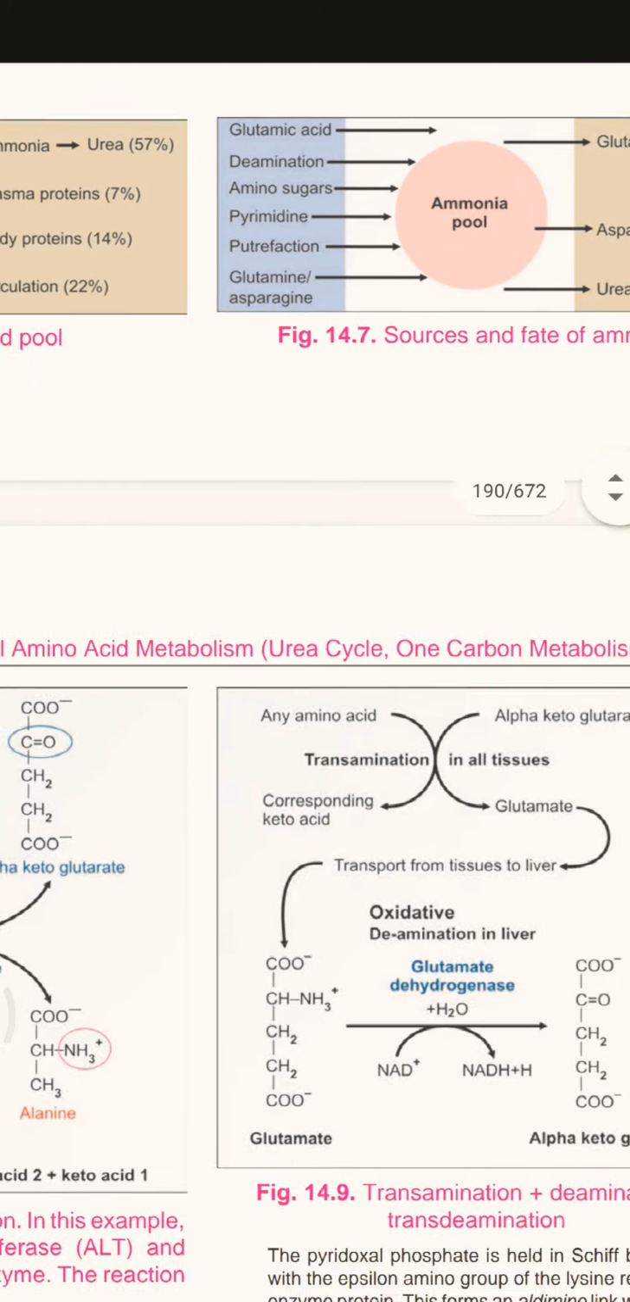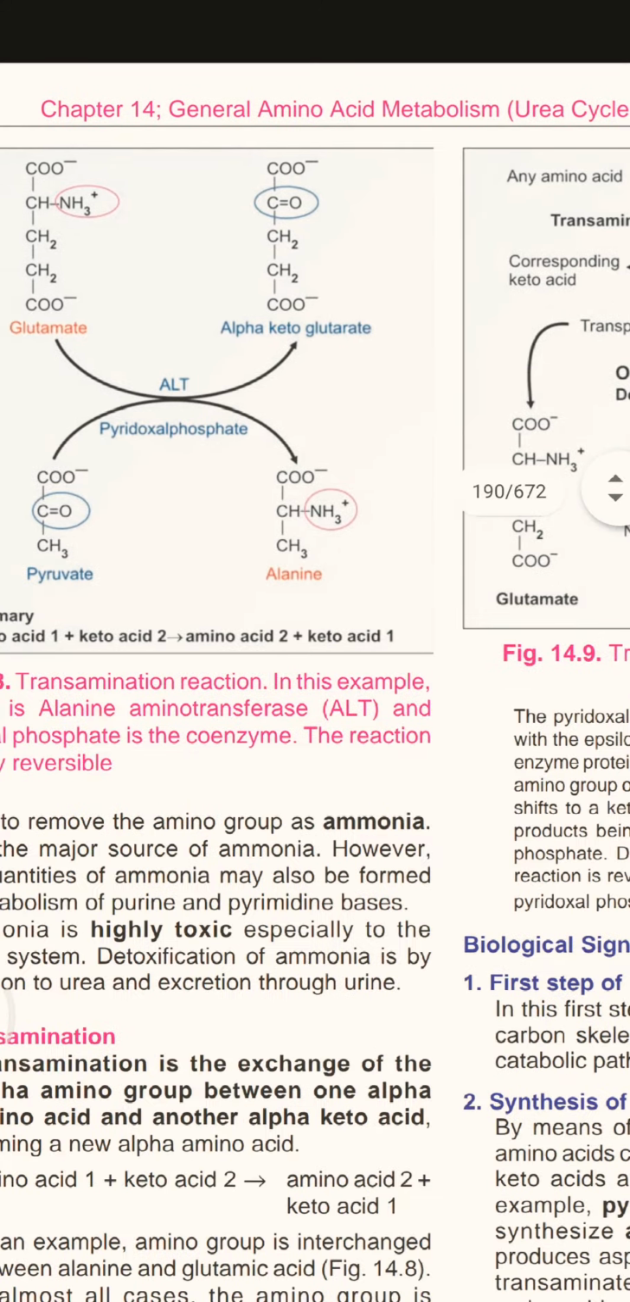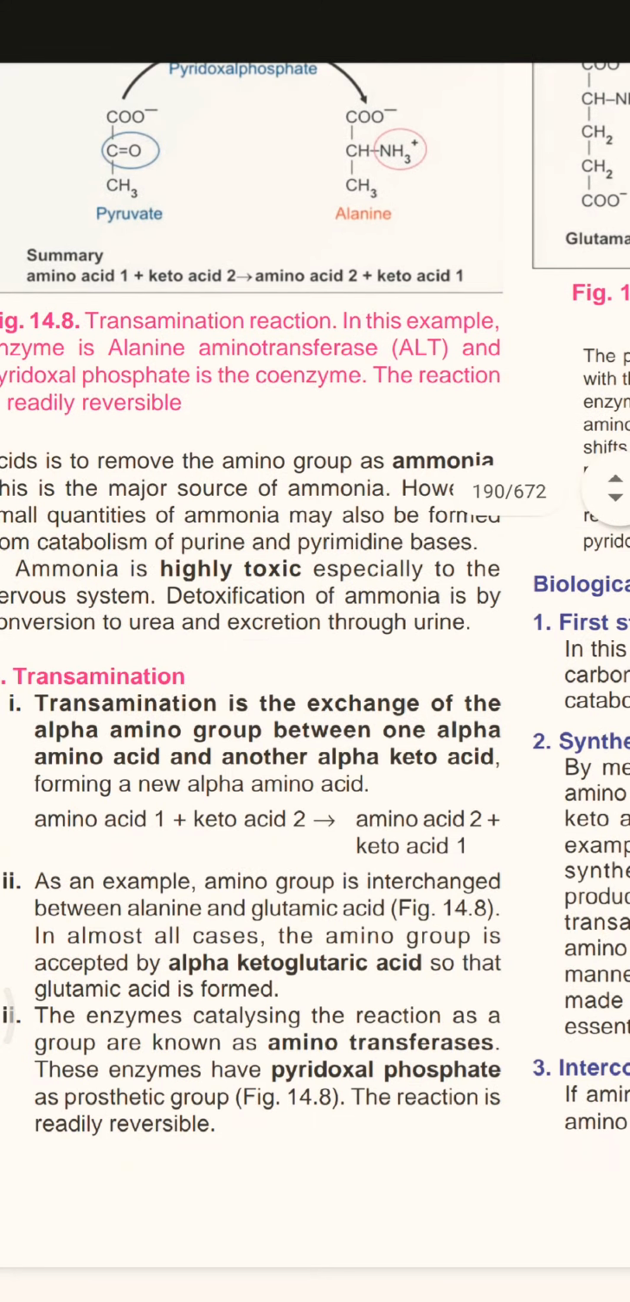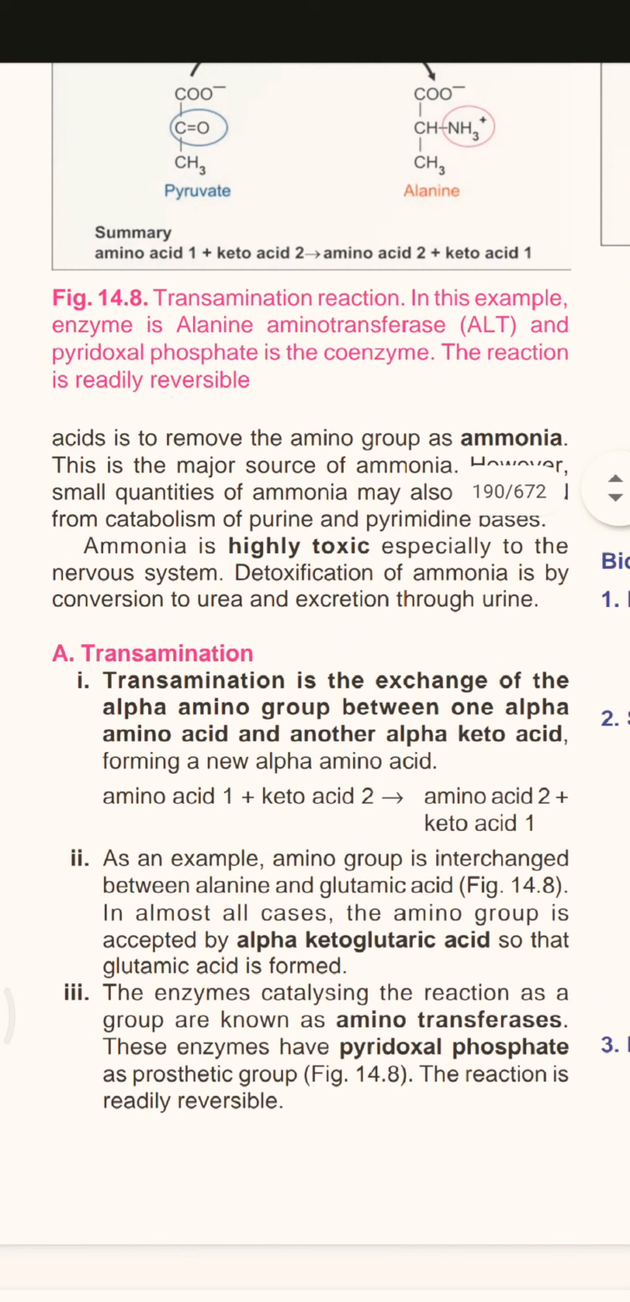Now let's see transamination. Before starting transamination, let me tell you one thing. Ammonia is very highly toxic for our body, so it needs to be removed. Otherwise it is very dangerous for our nervous system. And we will see how it gets detoxified by our body in this video.